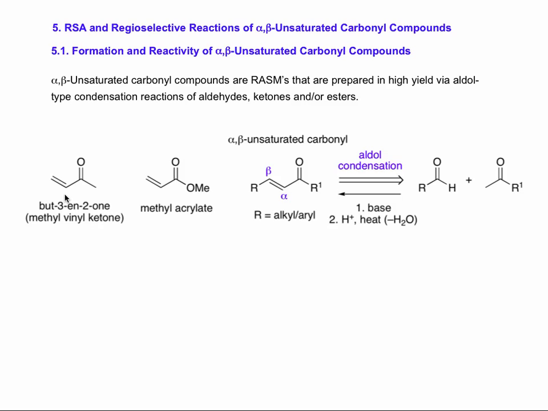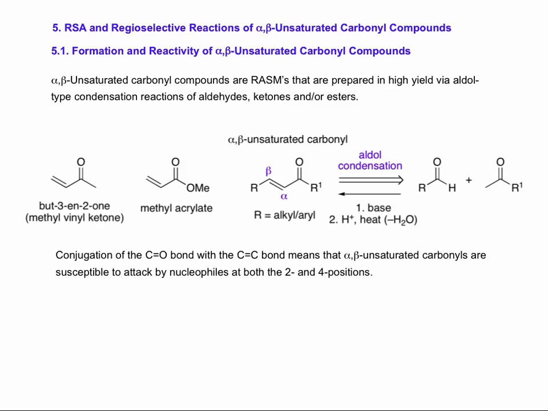Here we have an alpha-beta unsaturated ketone and an alpha-beta unsaturated ester, which are commercially available. In general terms, if we want to make alpha-beta unsaturated carbonyls, one easy, straightforward method is via an aldol condensation reaction, where we disconnect through the carbon-carbon double bond, and we go back, in this case, to an aldehyde and to this methyl ketone in the presence of base, and then in the second step, acid and heat, where we get a condensation reaction taking place to lose water. We can form the alpha-beta unsaturated carbonyl. So these compounds are either commercially available or very easily prepared.